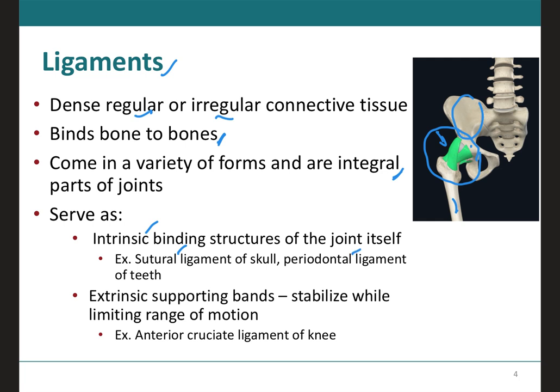Or in contrast, you can also have extrinsic supporting bands that will stabilize the joints while also limiting their range of motion, such as the anterior cruciate ligament of the knee, which we will cover later on. And as you study the various joints of the body in the sections that will follow, you will learn about the structures, the location, and function of a variety of those ligaments.